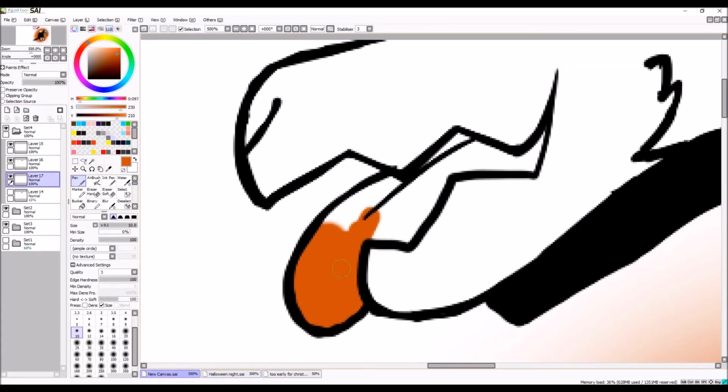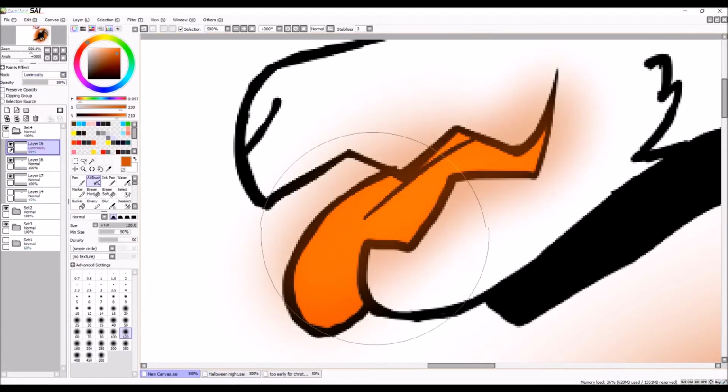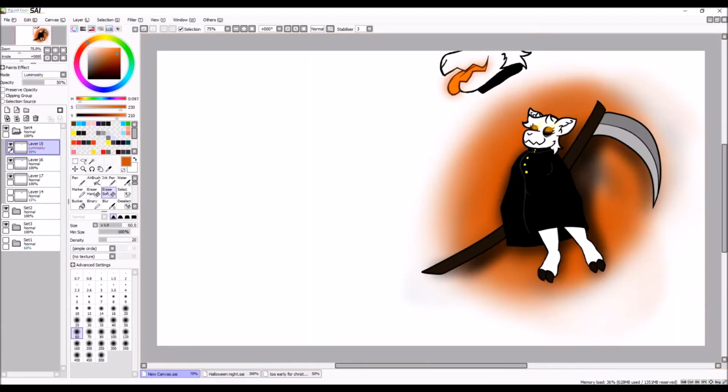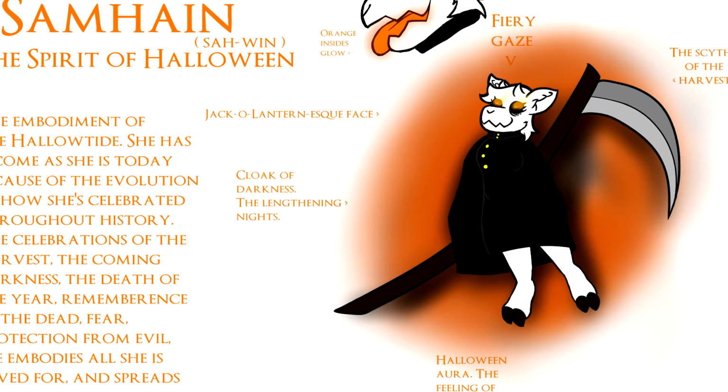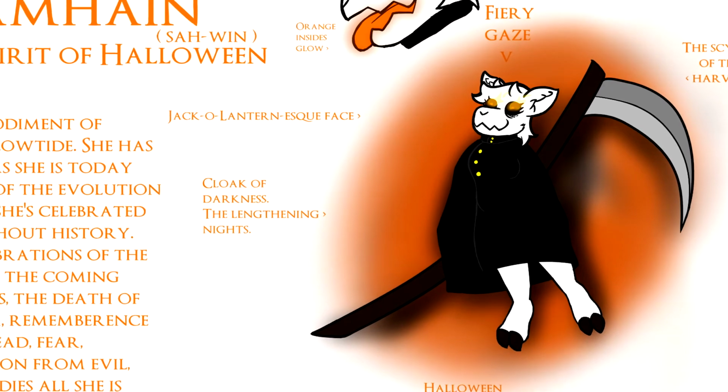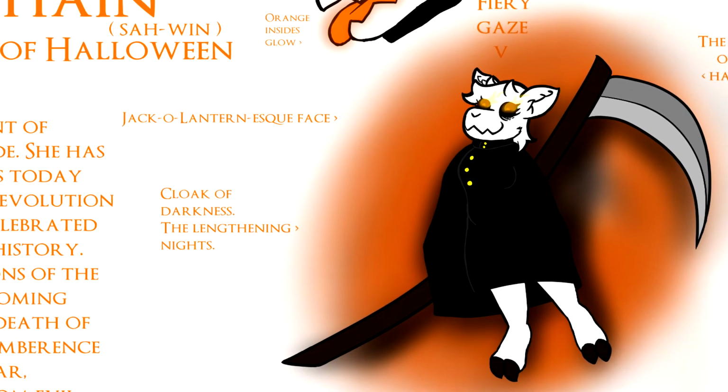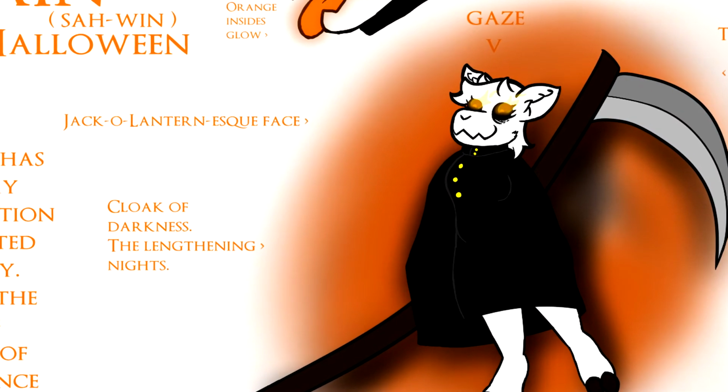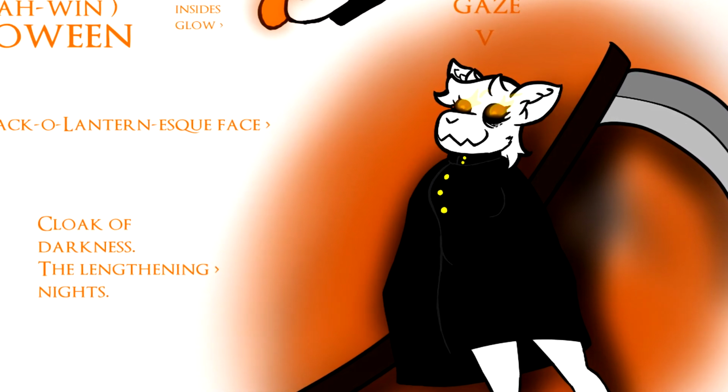I hope I've given a good coverage of my design choices for this character that I designed, and my visualization of a spirit of Halloween. And I hope my rambling is concise enough to understand my thoughts on it.